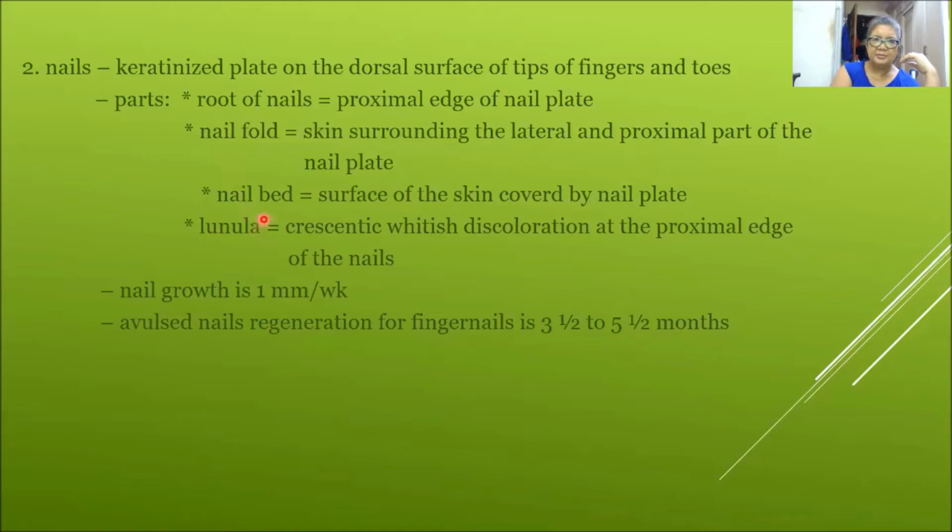Then you have the nail bed, the skin surface which is covered by the nail plate. The nail plate is the one you cut when you cut your nails. Then at the proximal edge of the nails is the lunula, a crescentic whitish discoloration.